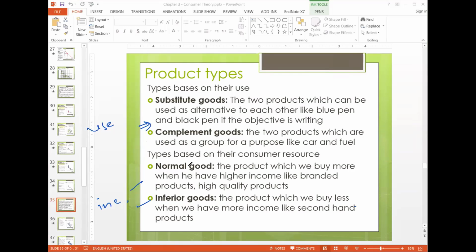If income increases and demand increases, then it is a normal good. If income increases and demand decreases, then it is an inferior good. Like second-hand items, when we are rich, we try to buy branded items. So second-hand items are inferior and branded items are normal goods. So let's see what we have left.